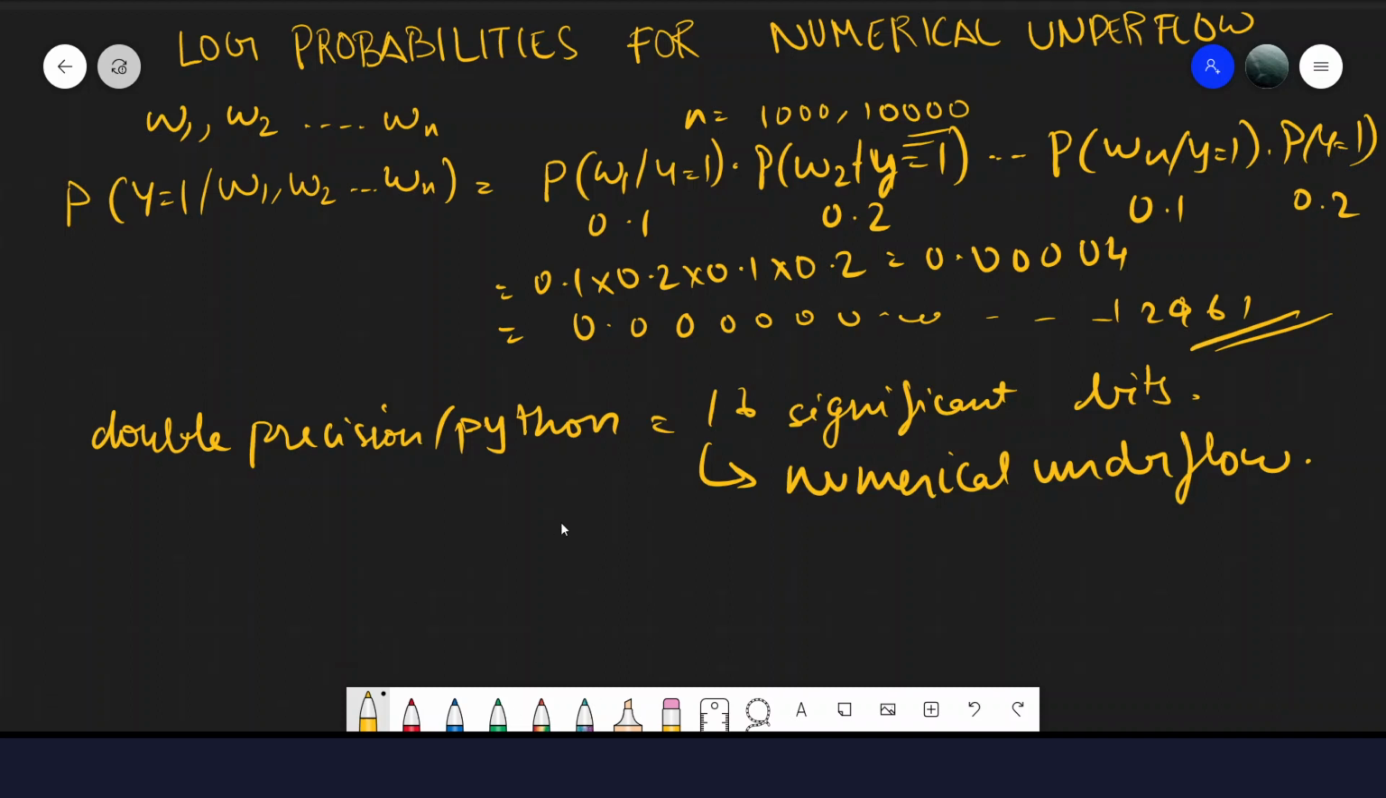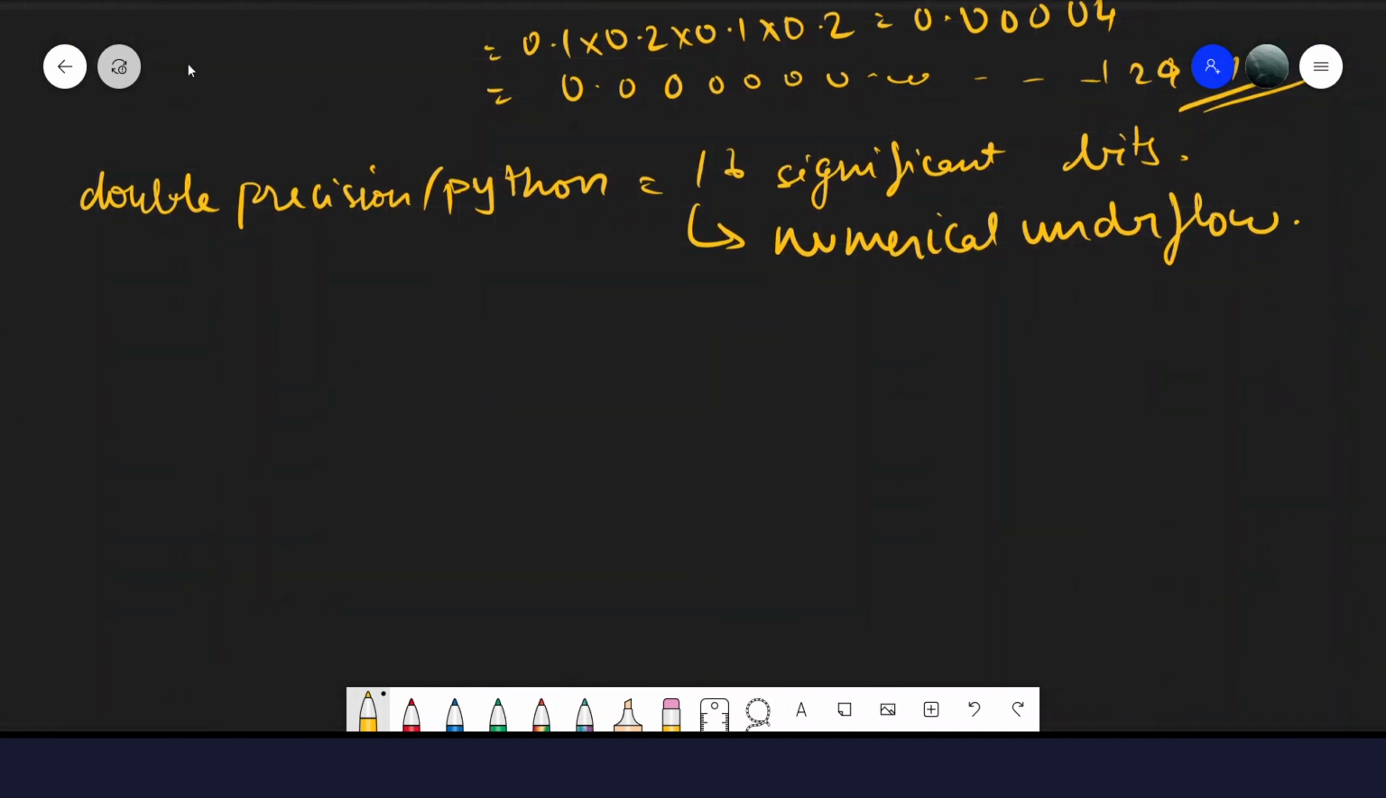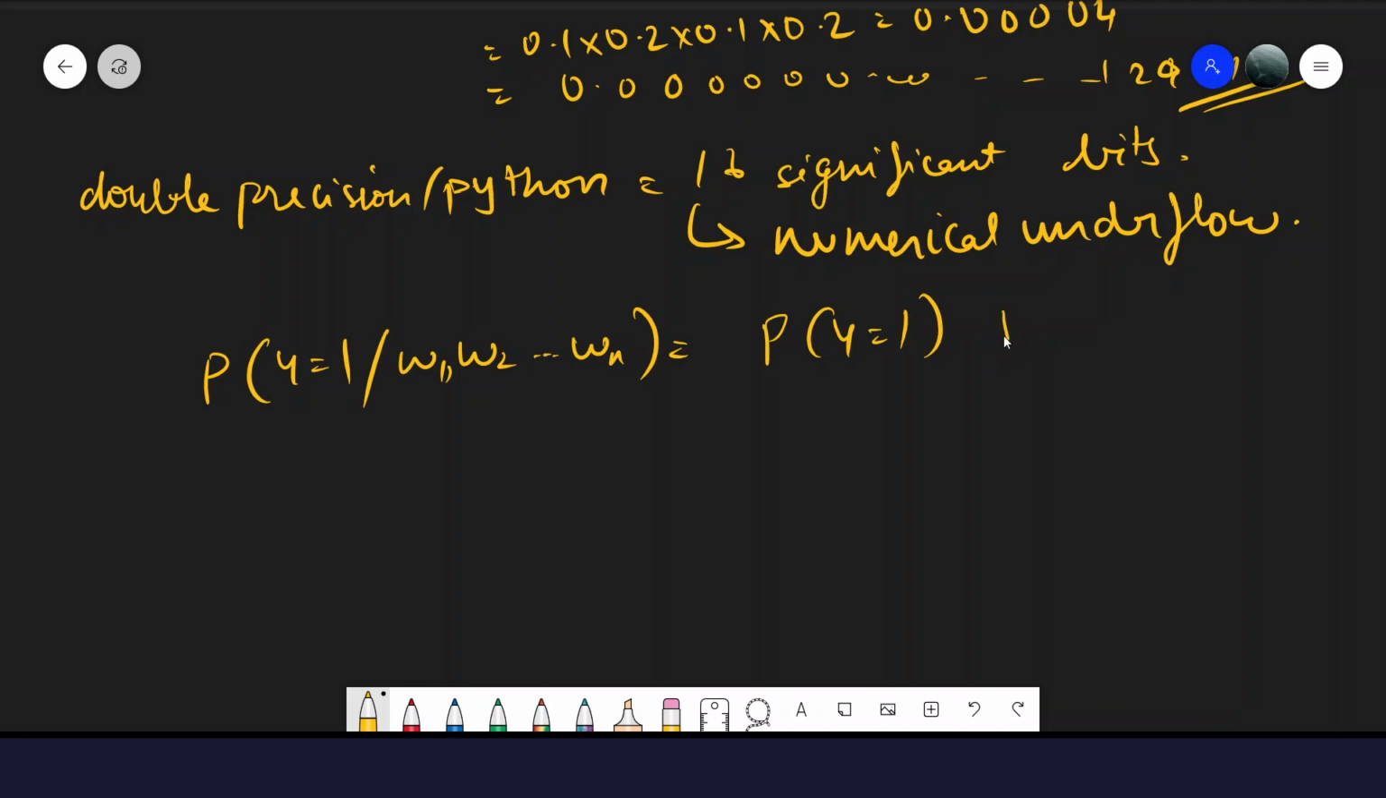So how do we overcome this? Well, it's simple. We use something called the log. Let's say I want to find the probability that y equals 1 given the words w1, w2, all the way to wn. This is equal to the probability of y equals 1 times the product, i equals 1 to n, of the probability of word wi given y equals 1. Sorry, this is not addition, this is multiplication.